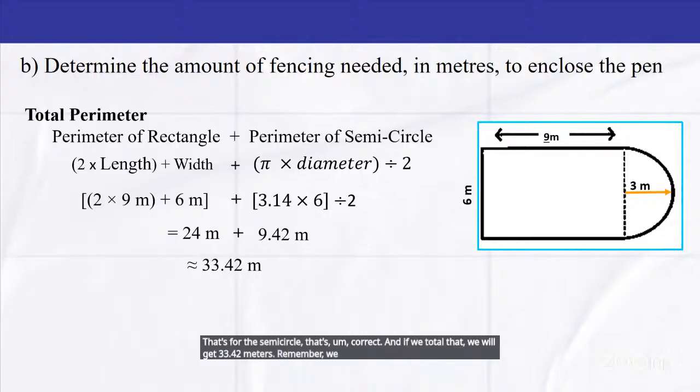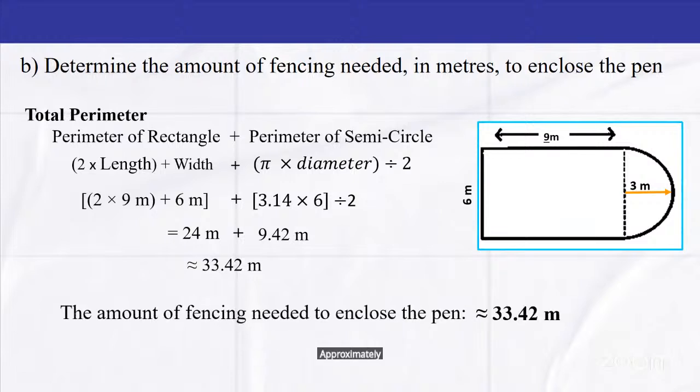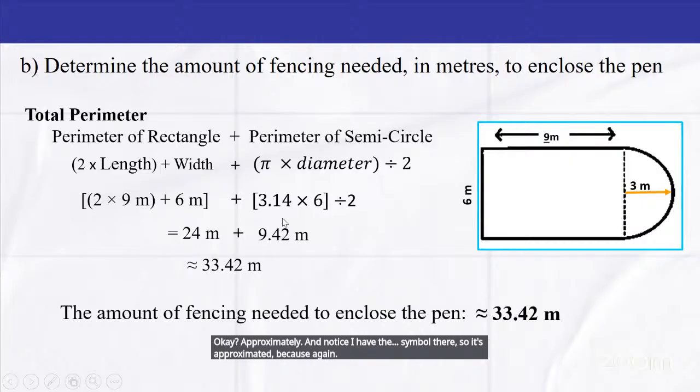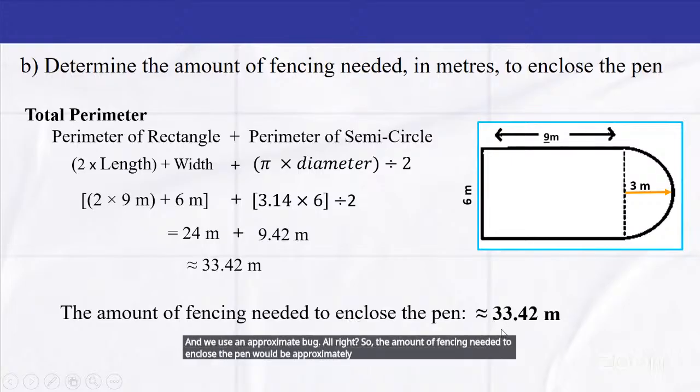Remember, we are finding perimeter, so our unit is meters, not square meters. Okay? Approximately. And notice I have the symbol there. So it's approximately because again, we use pi and we use an approximate value. All right. So the amount of fencing needed to enclose the pen will be approximately 33.42 meters.